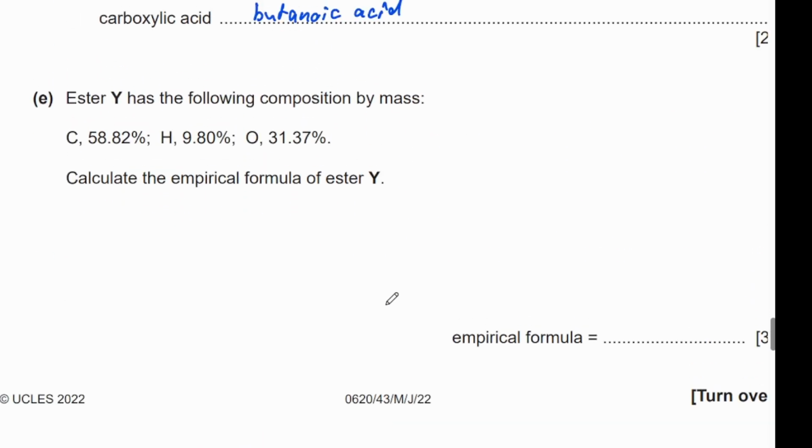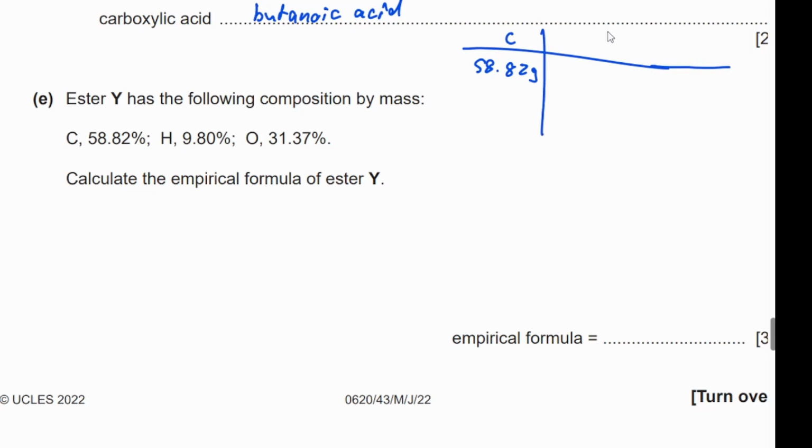Okay. Question E. Ester Y has the following composition by mass. Calculate the empirical formula of ester Y. Since they give you percentages, we can say that this is out of 100 grams. So out of 100 grams, 58.82 grams is carbon, 9.8 grams is hydrogen, and lastly, 31.37 grams is oxygen.